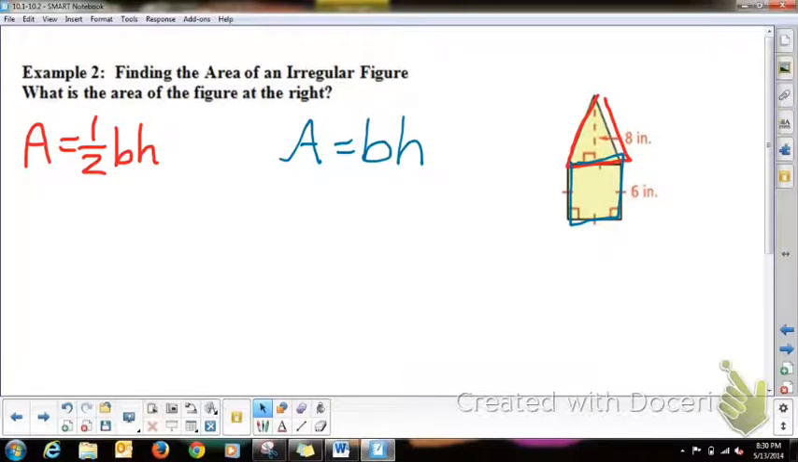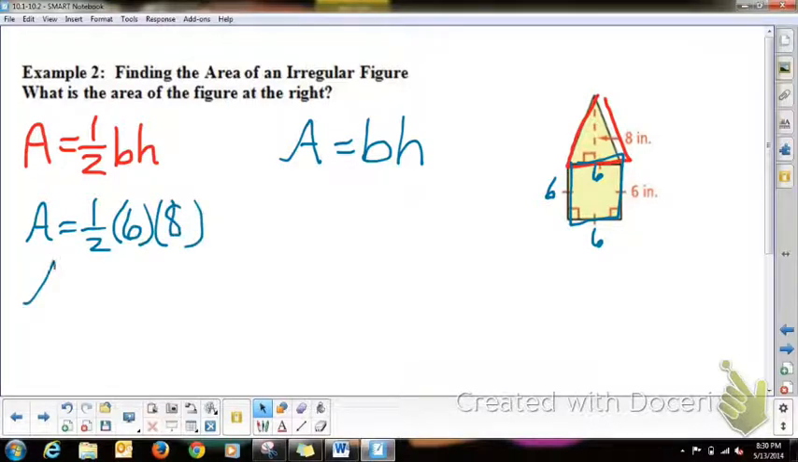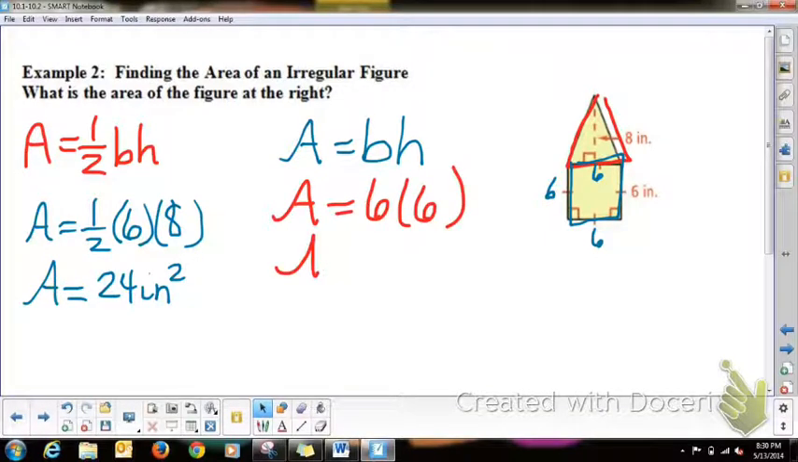And again, because we know this is a square, we know that all of the sides are 6. That's what those little congruent marks mean. So area is equal to 1/2 of 6 times 8. Half of 6 is 3, and 3 times 8 is 24 inches squared. And then the area of this square or rectangle, the area of a square is side squared, but base times height would still be 6 times 6. So the area here is 36 inches squared.